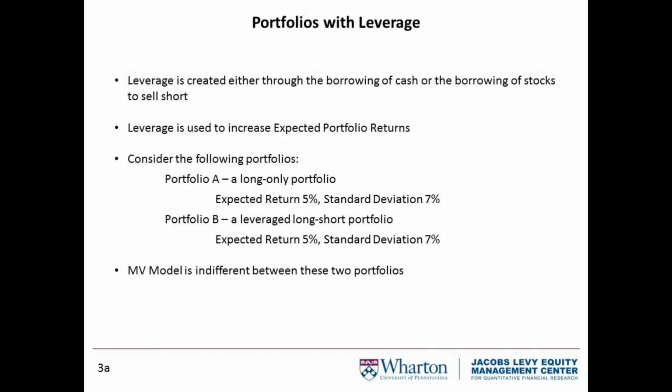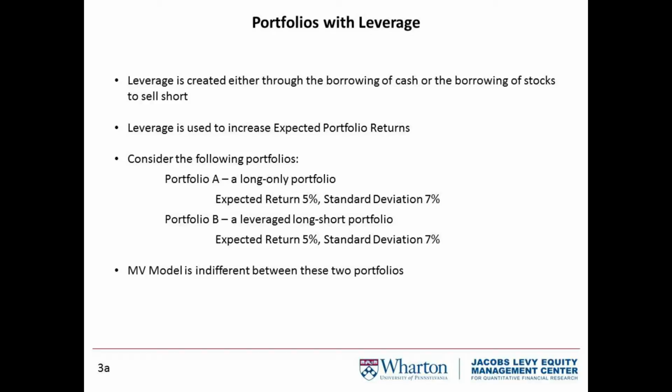And we'll consider the following two portfolios, portfolios A and B, very simple examples. Portfolio A is a long-only portfolio. Let's assume that it has an expected return of 5%, and a standard deviation, which is the measure of volatility and the square root of variance, of 7%. So portfolio A has no leverage.